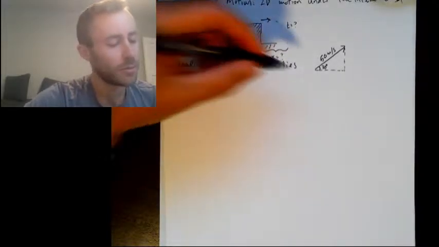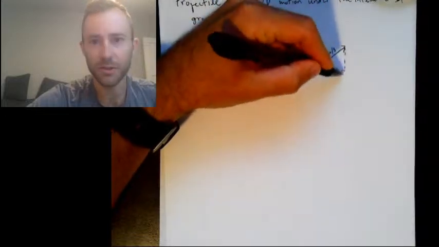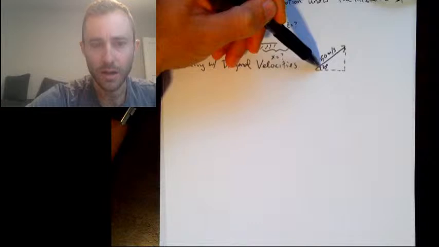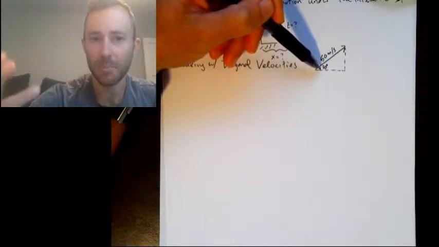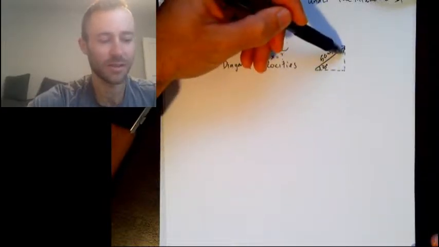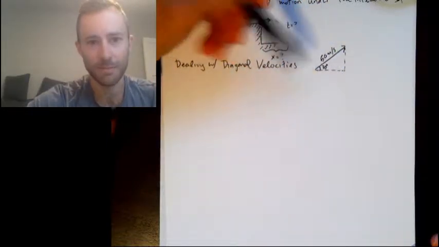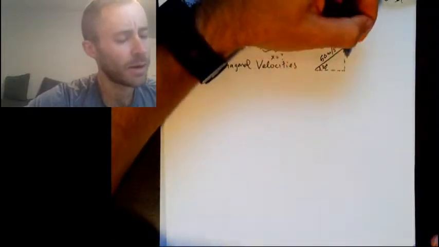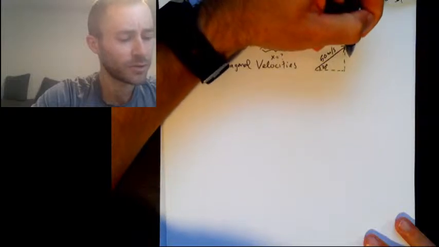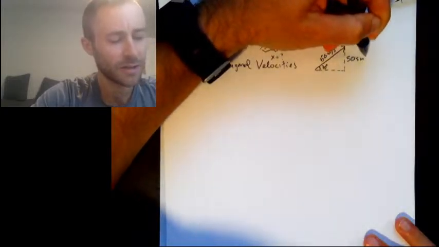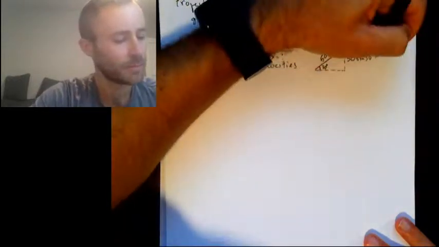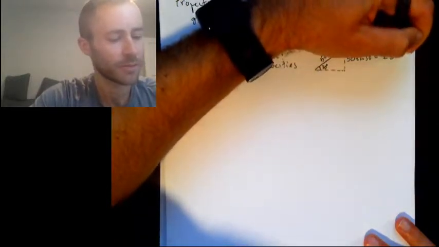Now, why is that? Because if we look at this leg of the triangle, see how it is opposite the angle? And if you remember, sine is opposite over hypotenuse. See how sine has opposite in it, and this side is opposite the angle. So this is going to be 50 sine of 30 degrees, which would be 25 meters per second.